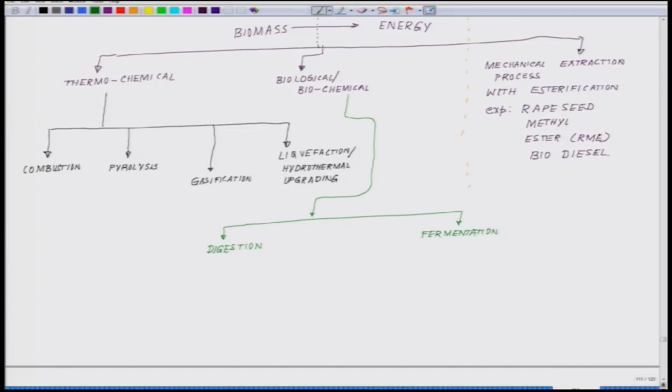So, in digestion, one of the examples I am quoting here is the production of biogas. This is a digestion process, production of biogas, which is basically a mixture of methane and carbon dioxide, methane plus CO2, whereas in fermentation, the example is production of ethanol.